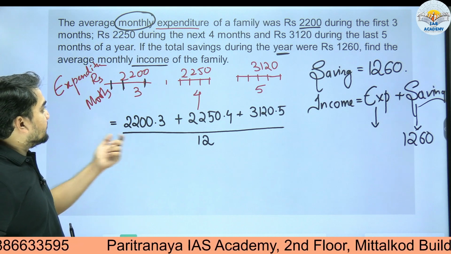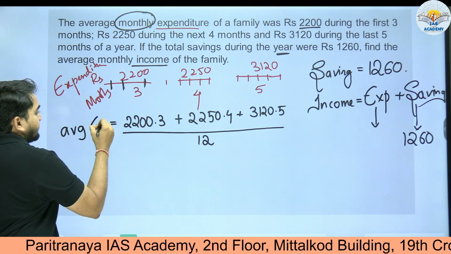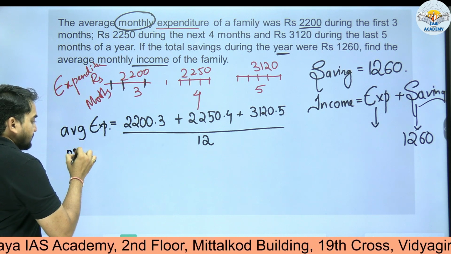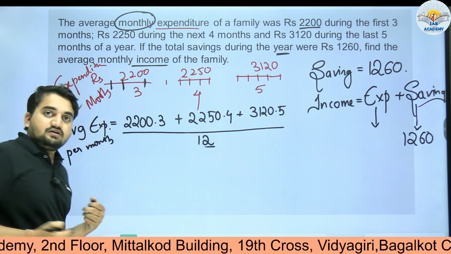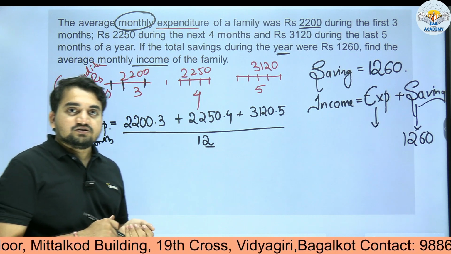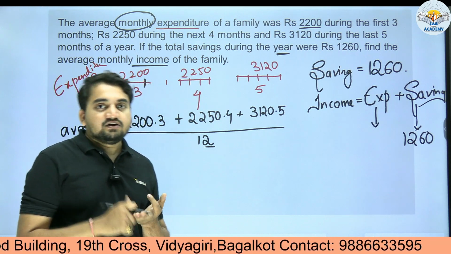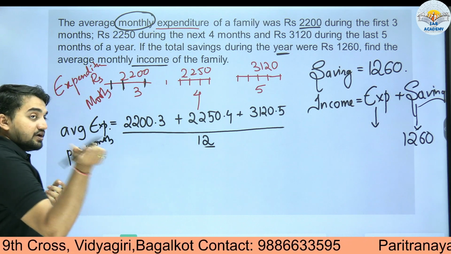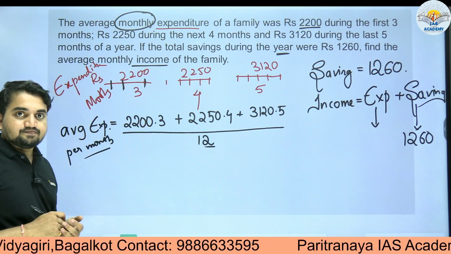his average expenditure per month. Here per month it will come because I have divided by 12. Previously we divided per article. We added the number of shirts, trousers, and shoes totally, and when we divide, we get the value per article. If you are dividing by 12, that means per month.